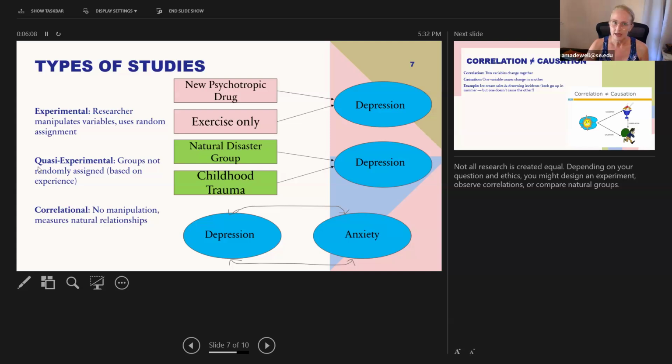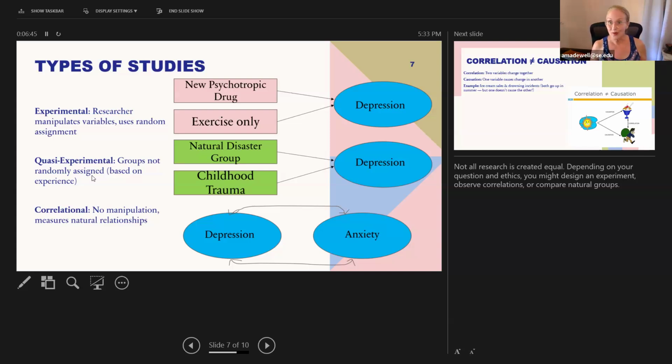Let's look at the second type of experimental study, a quasi-experimental study. That's when we can't randomly assign based on ethics and experience. So maybe we have, let's look at these two green boxes here. Maybe we have a natural disaster group, somebody who's experienced a tornado or some kind of a natural disaster who didn't have childhood trauma. Okay. Then we could compare those people who had childhood trauma, but they didn't have natural disaster. Okay, we could compare those two types of groups.